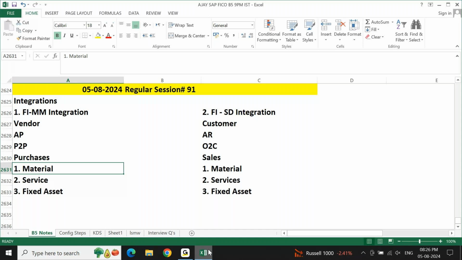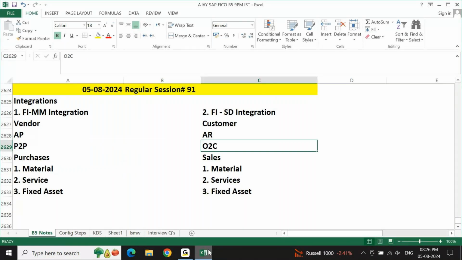How am I going to know that there is an impact or there is no impact? How am I going to understand whether there is an impact or not? For this, you need to understand P2P and you need to understand O2C.